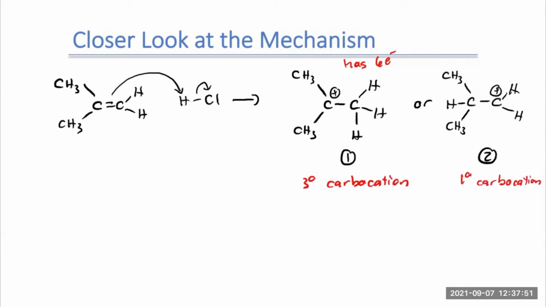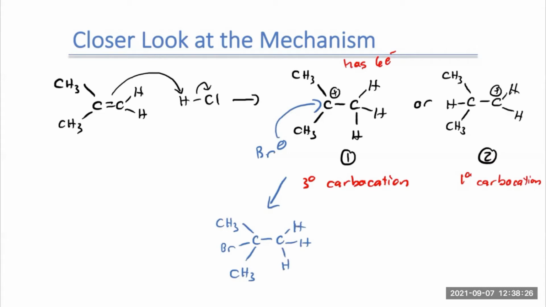Since the tertiary is the more substituted one, that's the more favorable conformation. So that's why the next step in our reaction with our bromine will only come and attack that more substituted carbocation. So that's how we end up with our product, where the hydrogen is on the less substituted side and the bromine is on the more substituted side.